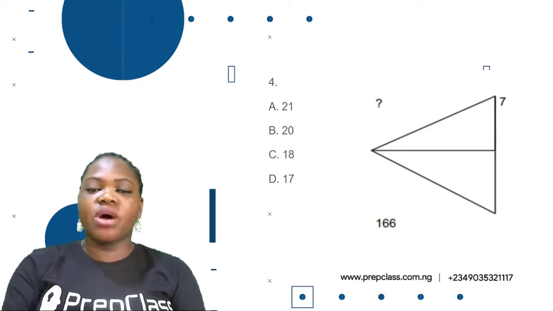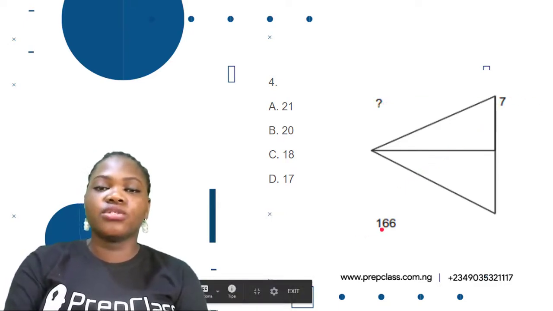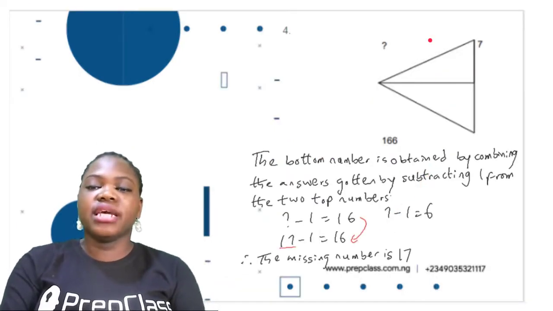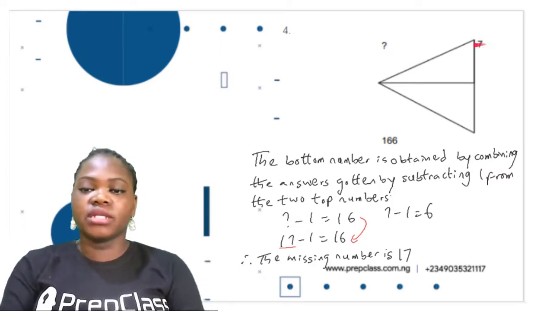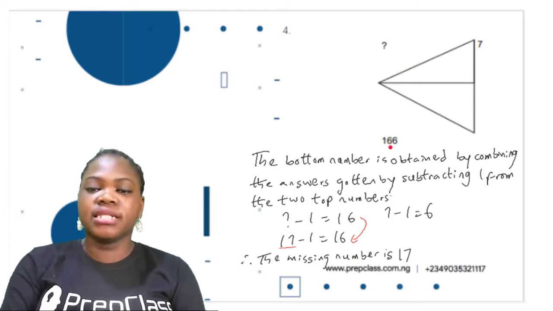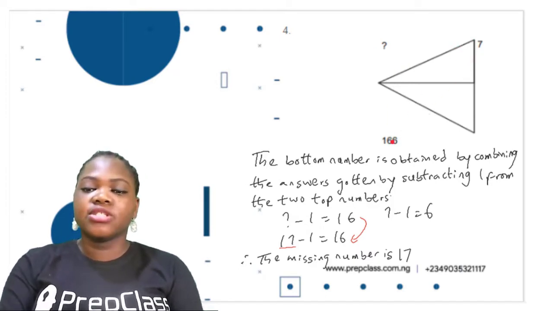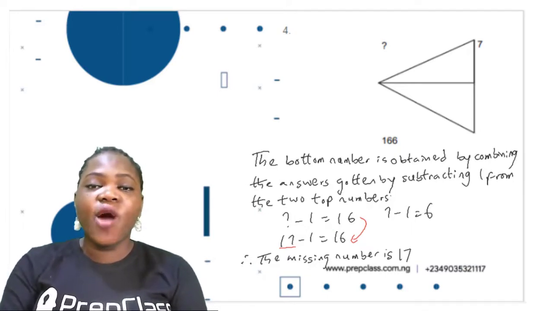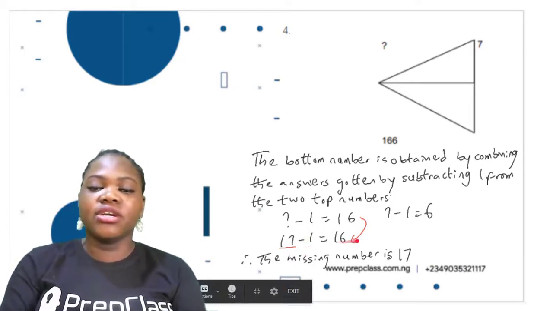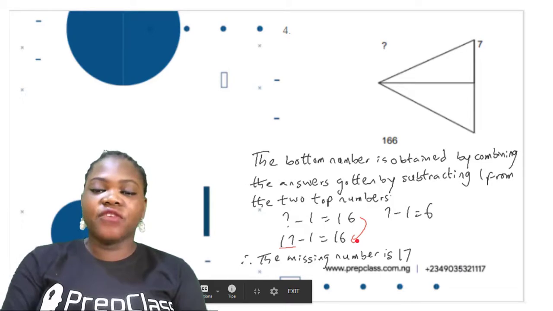Okay, let's move on to number 4. Number 4 question. One of the top numbers is missing. One of them is given as 7. And then the bottom number is 166. So how do we do this? So we know that the bottom number, 166, is obtained by simply combining the answers gotten by subtracting 1 from each of the top numbers. So question mark minus 1 should give us 16, and then 7 minus 1 is 6. So what number are we going to subtract 1 from that will give us 16? 17. Of course it is 17, because 17 minus 1 is 16. Therefore, the missing number is 17.